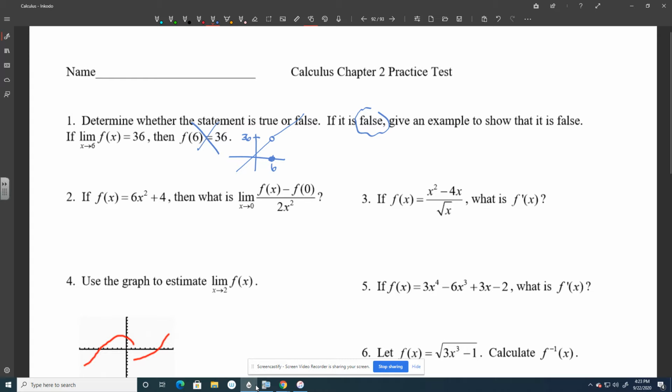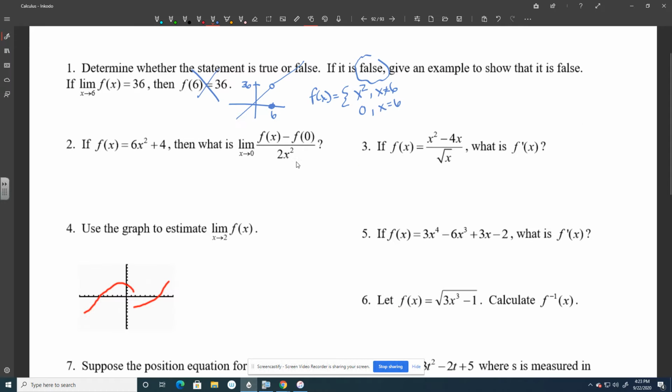You could also say that f of x is equal to, you could use a piecewise function and say x squared when x is not equal to 6, and then it's 0 or any other number when x is equal to 6. As long as we're getting near 6, or we're getting near 36, but we don't actually reach 36 when we get to that point, that would be an acceptable answer.